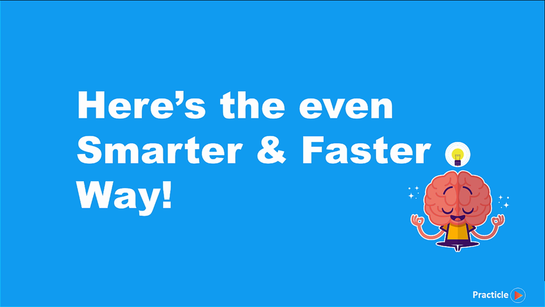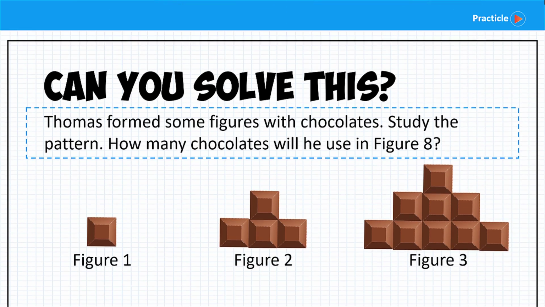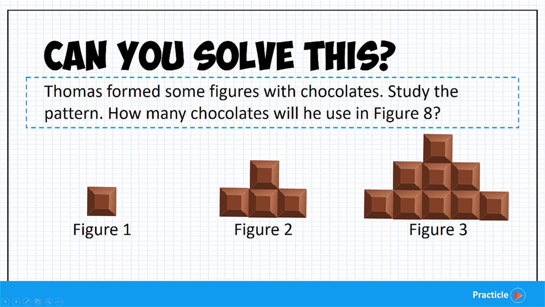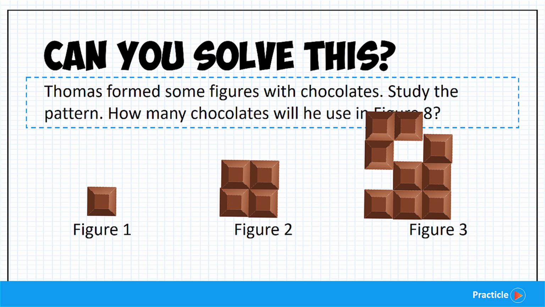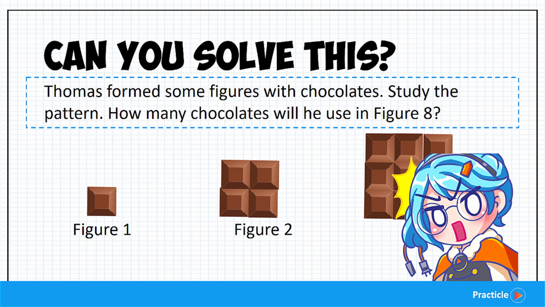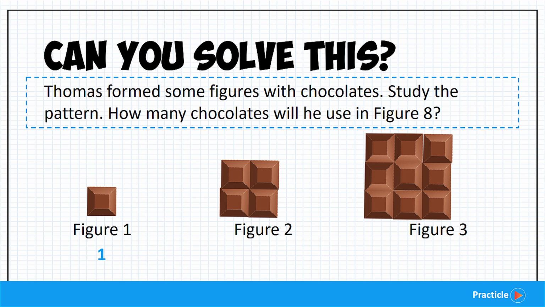Are you ready? So here we have the same pattern, but this time round, I'm going to move this square here over here. And I'm also going to move these squares here over here. Oh my gosh, I know, right? Can you figure out what's the shortcut to find the number of chocolates in each figure now? We have 1 square in figure 1, 4 squares in figure 2, and 9 squares in figure 3. Do you know how the number of chocolates are related to the figure number?